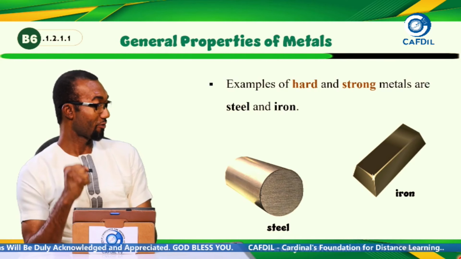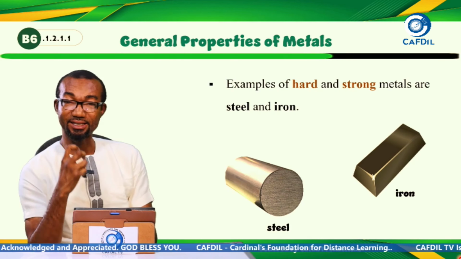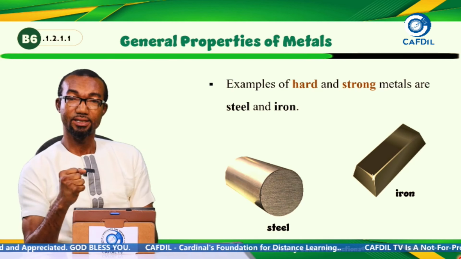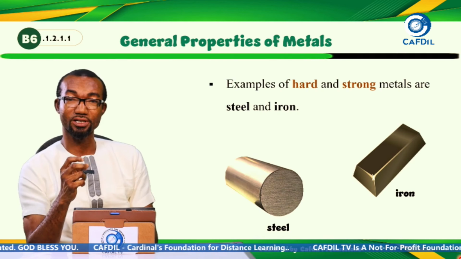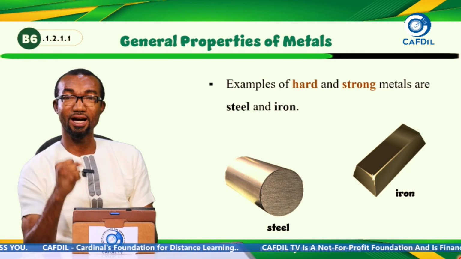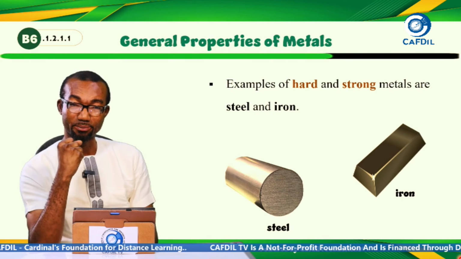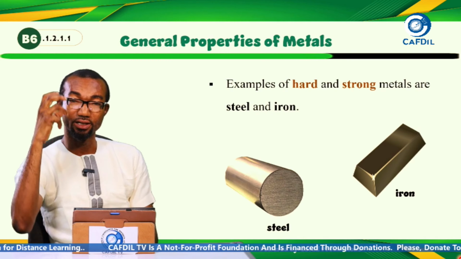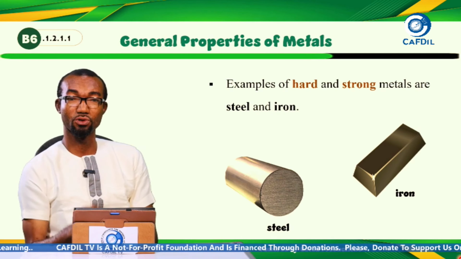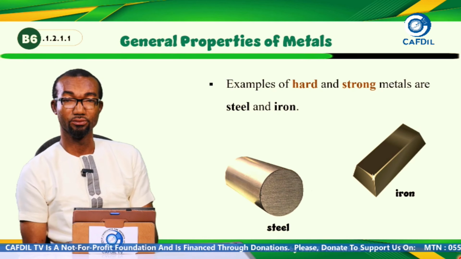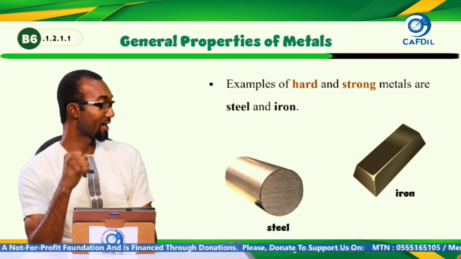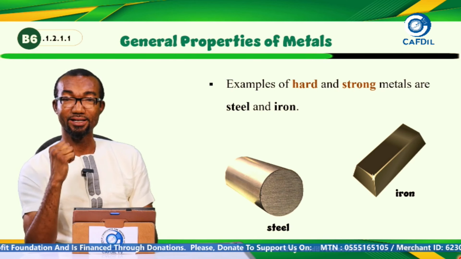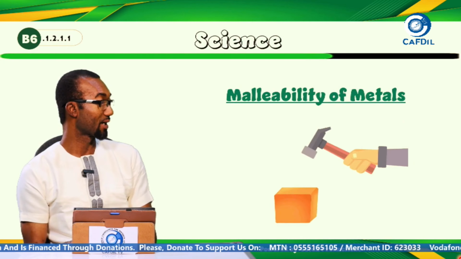So examples of hard and strong metals are steel and iron. That is why iron rods are used for building, because they are hard and strong. They will make the building strong. That is why we use iron rods in erecting pillars and also in building. So remember that steel and iron are examples of hard and strong metals.